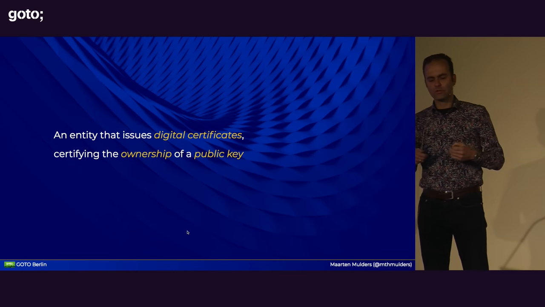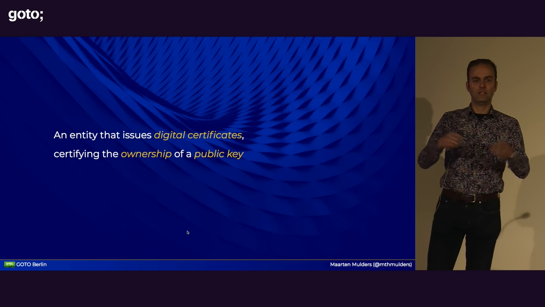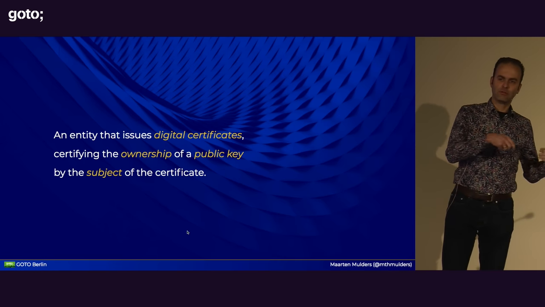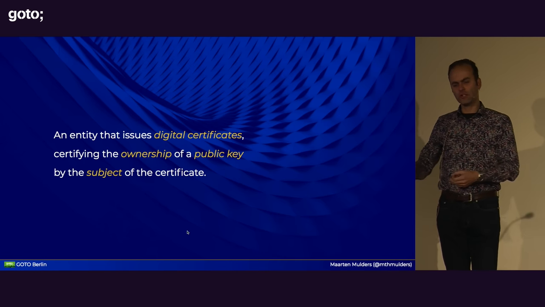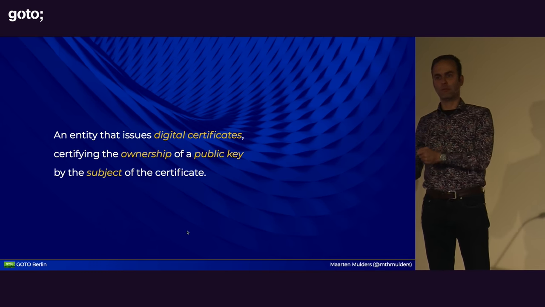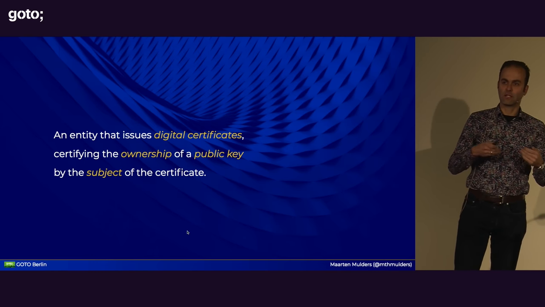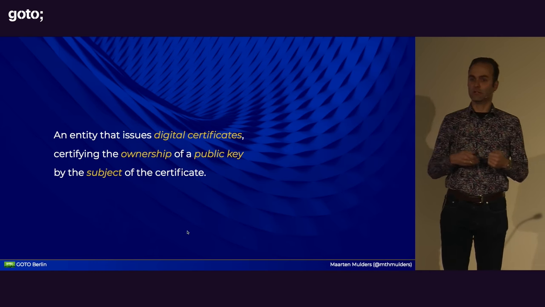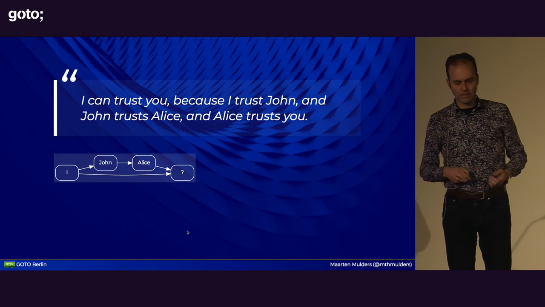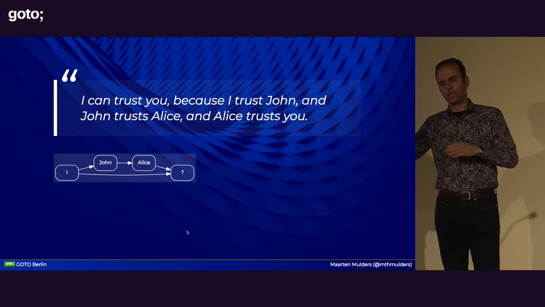And these entities certify the ownership of a public key, so that's the part of the key pair that each and every one of you can have, the ownership by the subject of the certificate. So the certificate is issued to me, and it certifies that I own a certain public key. And it's my responsibility to be sure that I keep the private key to myself and that I don't lose it, for example.